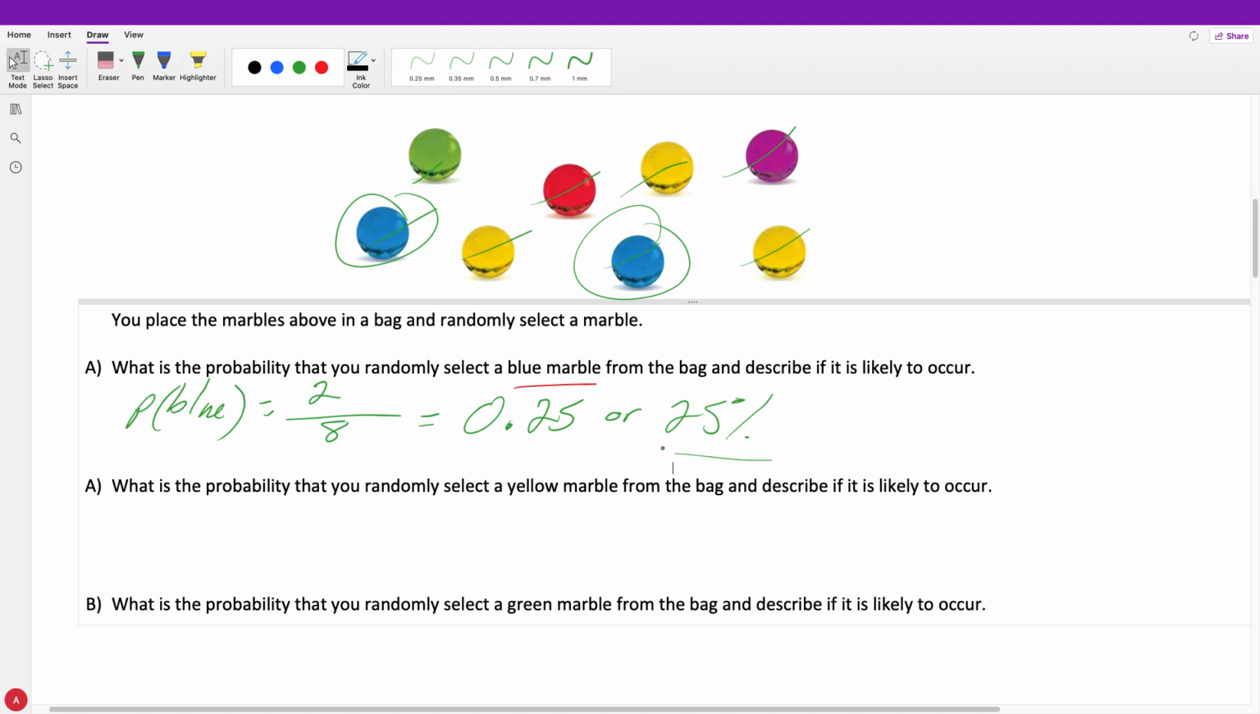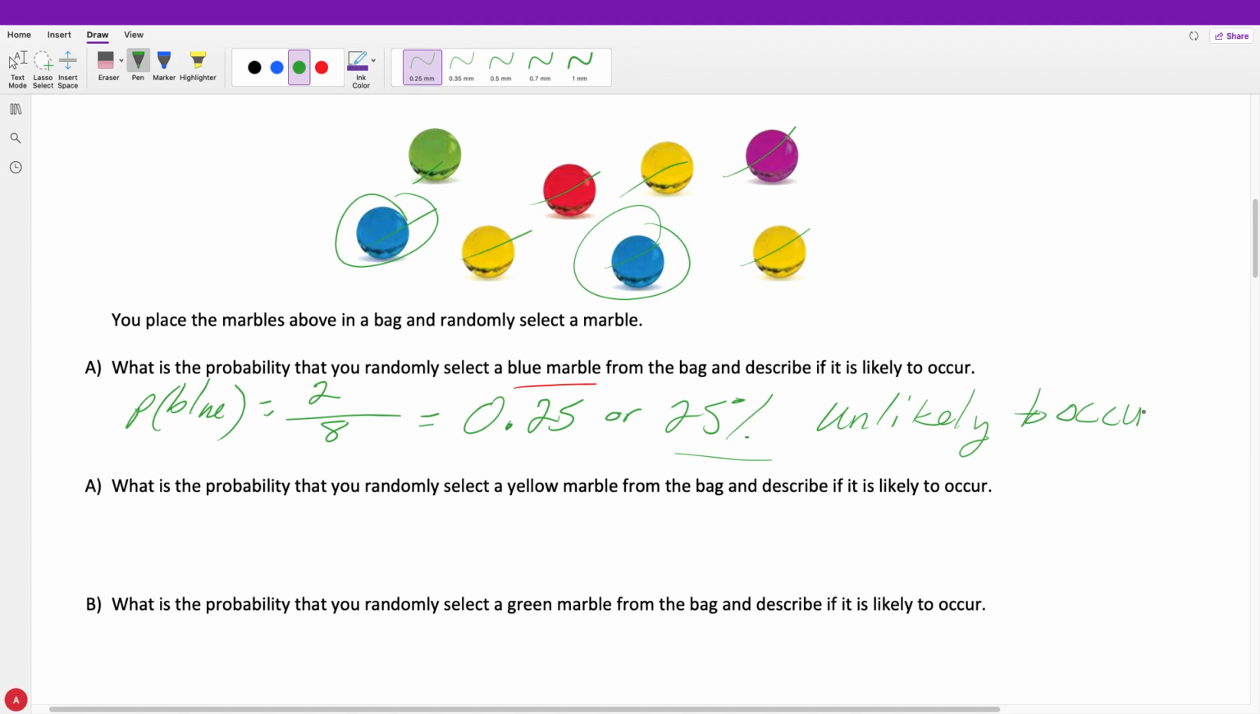And is it likely to occur? No, this is pretty low. It's halfway between that 50% and 0. So we would say that this is unlikely to occur. Doesn't mean that it can't. It's unlikely to occur because there's only a 25% chance.